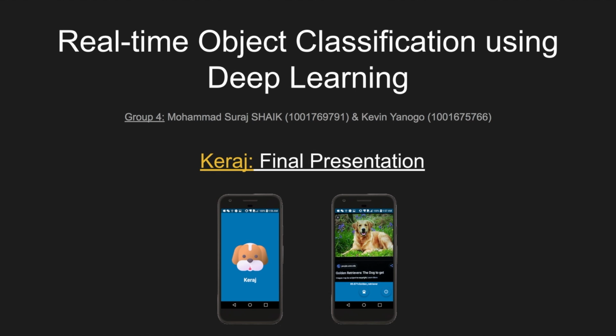This is our final presentation for the machine learning project of the spring 2020 semester, which is famous for coronavirus. Just kidding. Our project is real-time object classification using deep learning. In this presentation, we are going to show you and describe the features of our application that we built. Code can be accessed from GitHub. Link will be provided in the description.